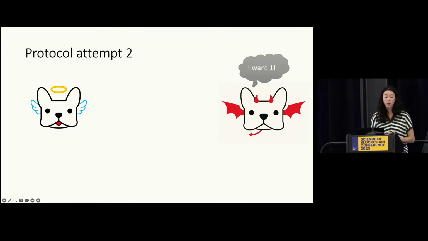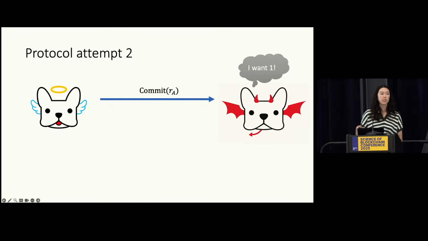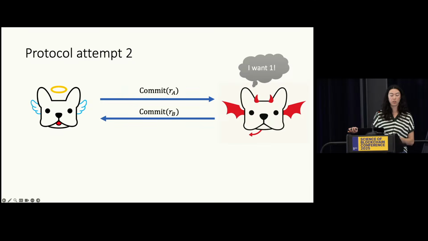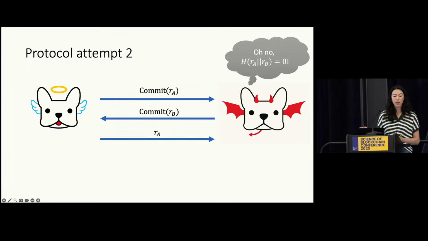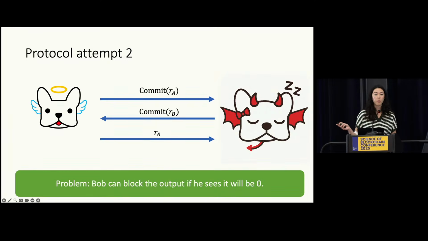Okay, so the problem here was that Bob chose his input based on Alice's. We could try to fix this by having both Alice and Bob commit to their inputs before revealing. So Alice instead sends a commitment to her value, and Bob must respond with a commitment to his before Alice opens hers. So here he can't choose his value based on Alice's, but there's a different problem, which is that once Alice reveals her value, Bob can compute what the output of the protocol would be, and if he sees that it would be 0, he can simply pretend to go offline and block this output.